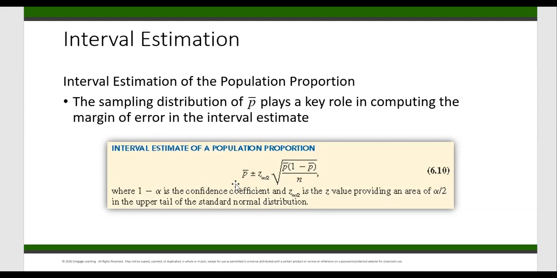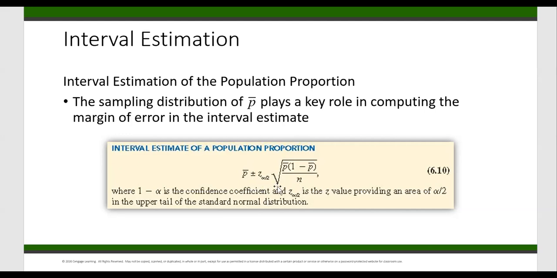So the ingredients that we have here, we have the sample proportion plus and minus a margin of error. This whole thing at the right side of this formula is called margin of error. Now, margin of error for population proportion. P bar plus margin of error gives us the upper limit. P bar minus margin of error gives us lower limit of the interval.